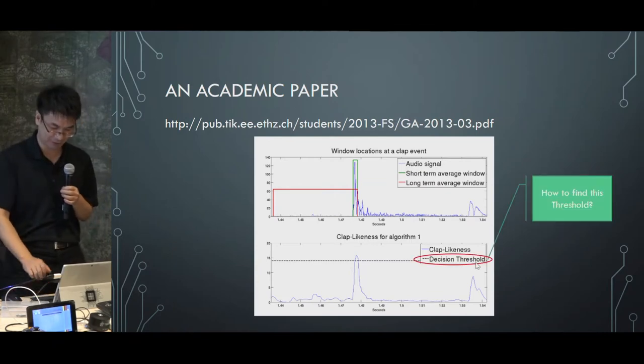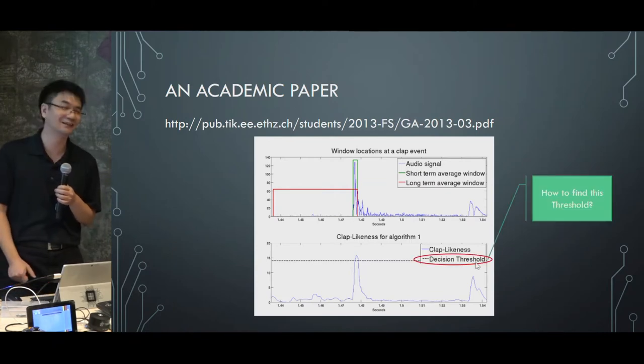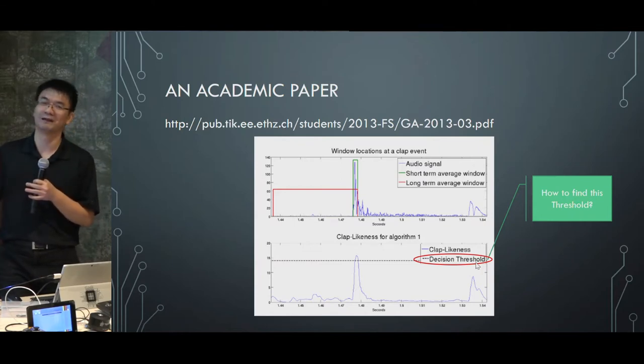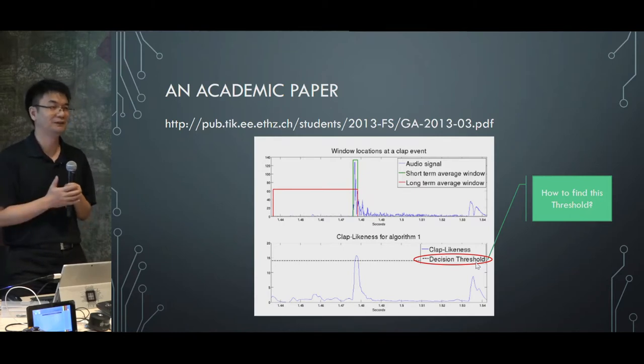But the first question is, how do I decide this threshold? Do I need to collect a lot of samples and do my own testing? And whether this threshold is actually applicable to other environments, I have no guarantee.